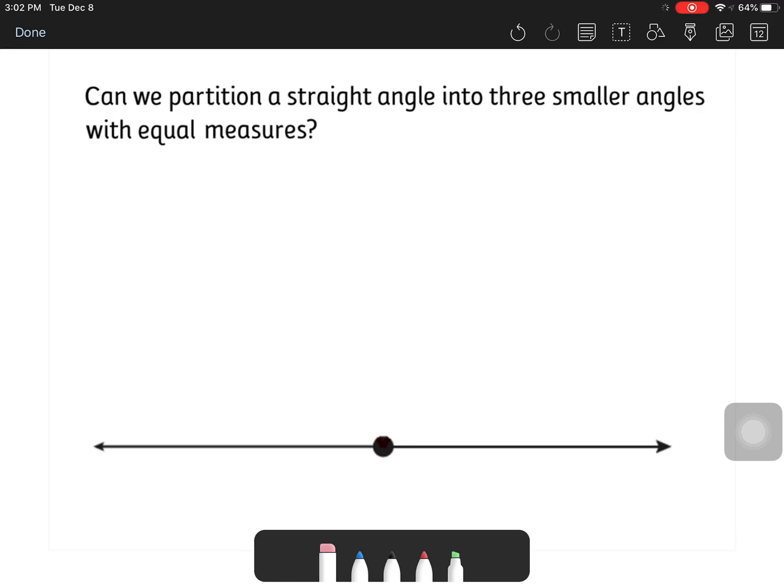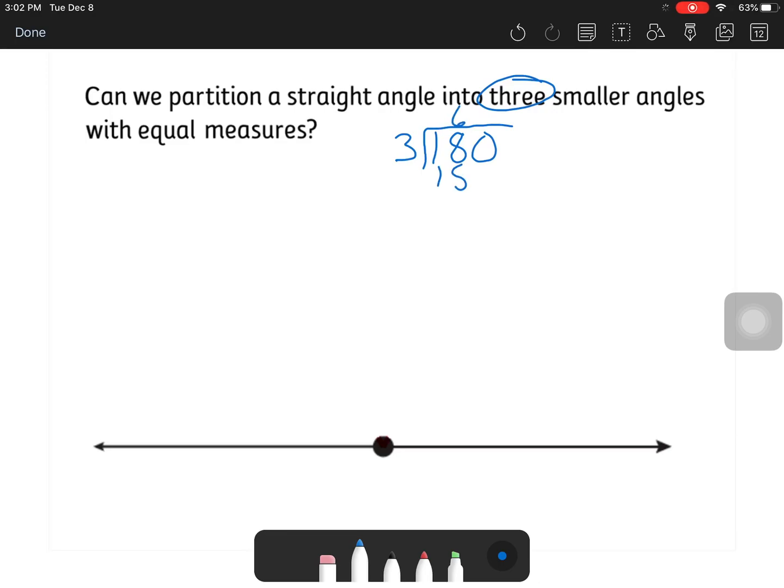So this question says, can we partition a straight angle into three smaller angles with equal measures? Partition just means to divide, okay? And so if you remember, a straight line is 180 degrees. Now if we want to divide that into three smaller angles, so if we were going to divide 180 by 3, 3 goes into 18 6 times, that's 18. If we bring down the 0, we'd put a 0 there, 0 times 3 is 0. Okay, so 60 degrees is what we're looking at.